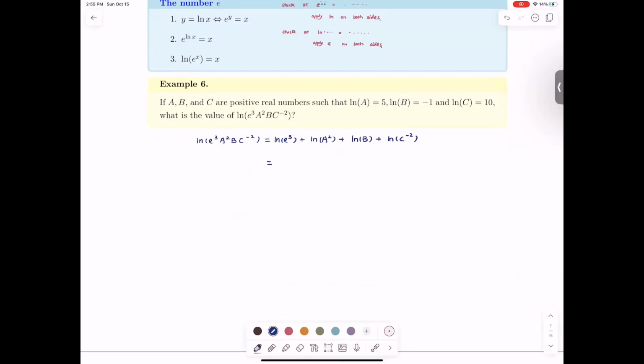So let's use that. That's 3 ln e, which is just 1, plus 2 ln a plus ln b minus 2 ln c, and plug in the values. So that's 3 plus 10 plus -1 minus 20. Okay, and that's -8. That's it.